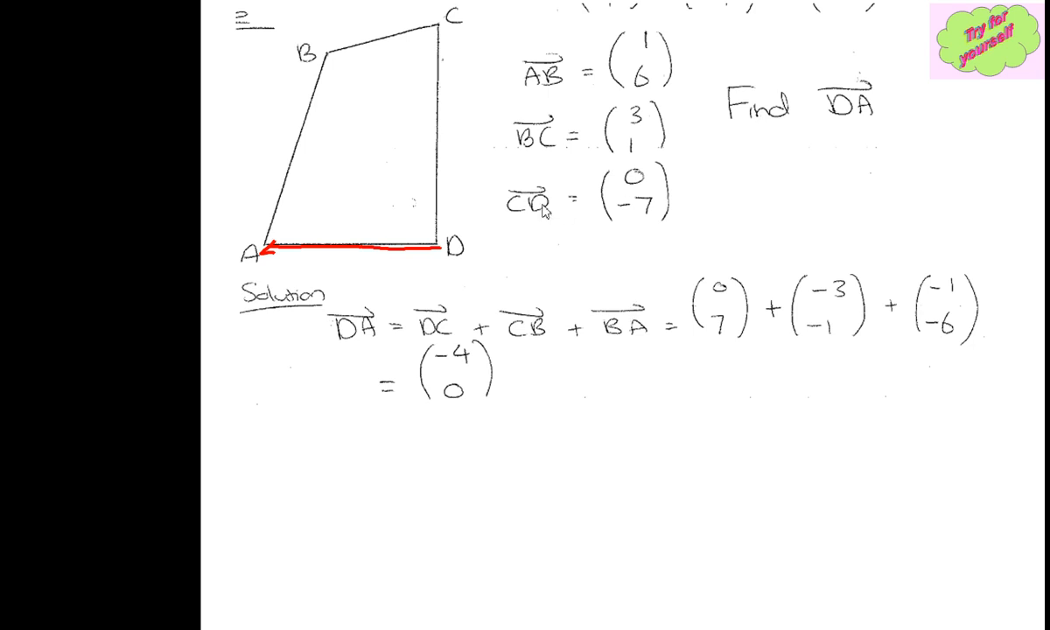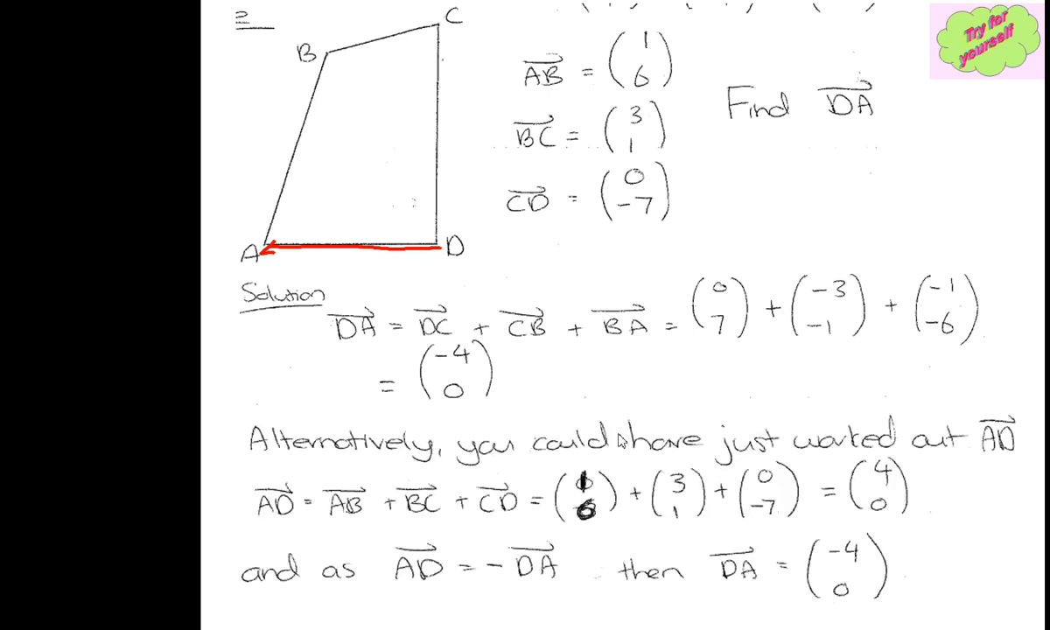So DC will be the reverse of this, so it'll be 0, 7. CB will be the reverse of this, so it'll be minus 3, minus 1. BA will be this one, so it'll be minus 1, minus 6. Add them together: 0 plus minus 3 plus minus 1 is minus 4. 7 plus minus 1 plus minus 6 is 0.